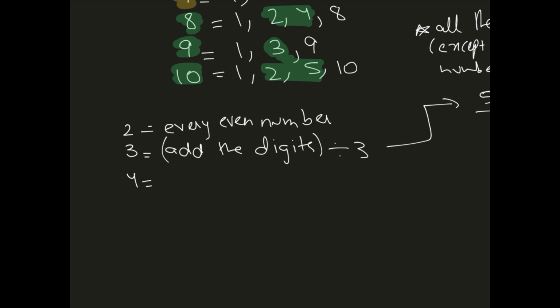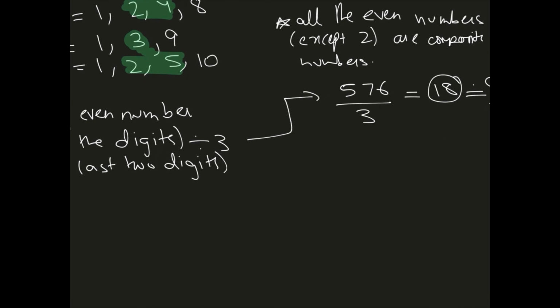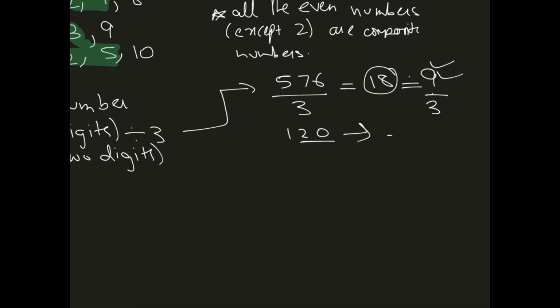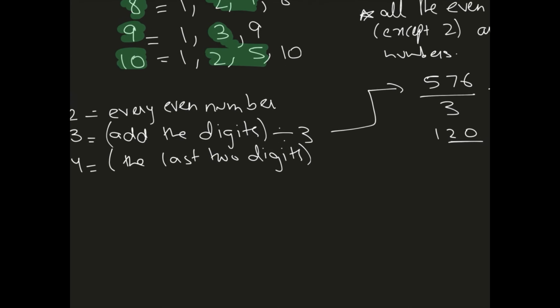Then the next number we have is 4, and for 4, the divisibility rule is that the last 2 digits must be divisible by 4. That means that the whole number will be divided. So what I mean by that is if we have the number 120, since 20, the last 2 digits, can be divided by 4, that means that the whole number can be divided by 4, right? So let's try dividing 120 by 4. 4 times 3 is 12, and then 0, so we have no remainder. That means 4 is a factor of 120, right?